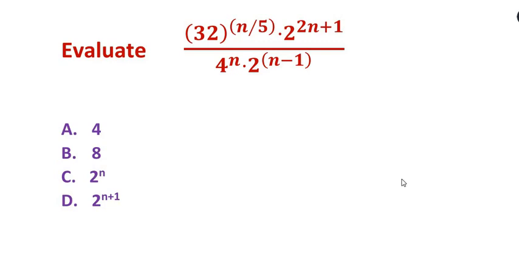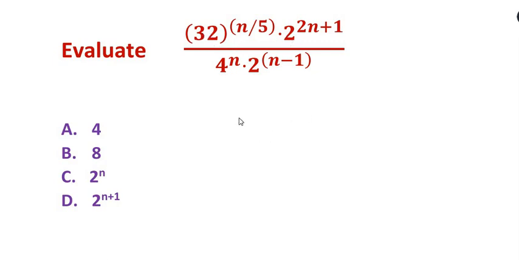In this video we are going to solve an example on indices. So let us look at the question. Evaluate 32 to the power of n over 5 times 2 to the power of 2n plus 1, the whole thing divided by 4 to the power of n times 2 to the power of n minus 1. Now we can observe here that 32 and 4 can be written as the powers of 2.